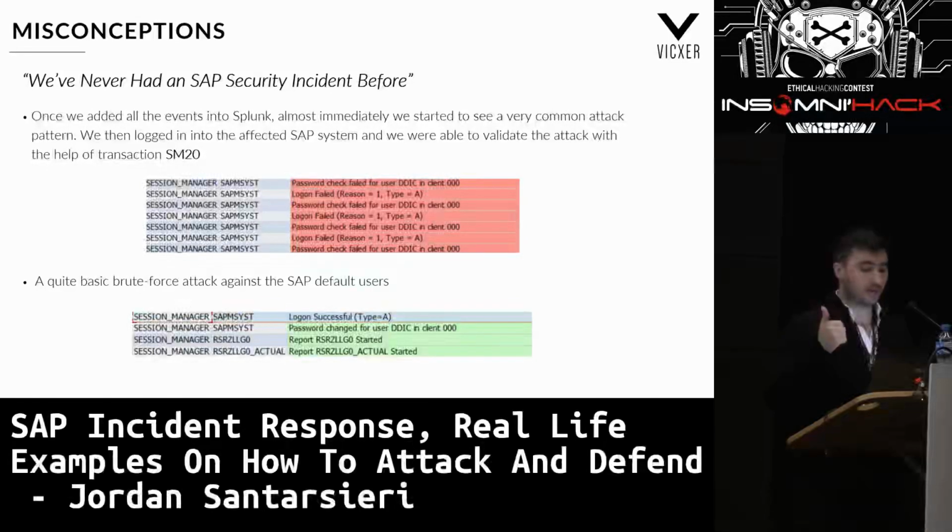First, they try an invalid password: failed logon attempt, failed logon attempt, failed logon attempt, 4 failed logon attempts. But then we see a successful logon. The first thing that we did was to corroborate this with the SAP administrators. Hey, were you actually using this? Is this you? They say no. Okay, so we continue with the investigation.